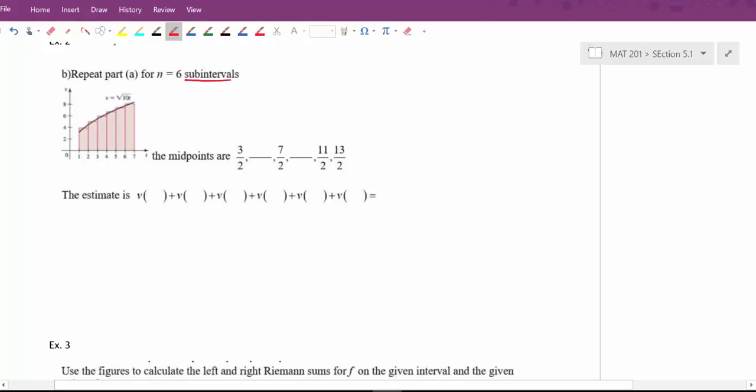What we need to do is this. We have 6 rectangles and we're finding the area. Let's say A1 and calculate it, A2 and calculate it, A3, A4, A5, and A6. We're going to find the area of each of those 6 rectangles, then add them all up, and that gives you an estimation of the area under the curve, which is the square root of 10x from 1 to 7.